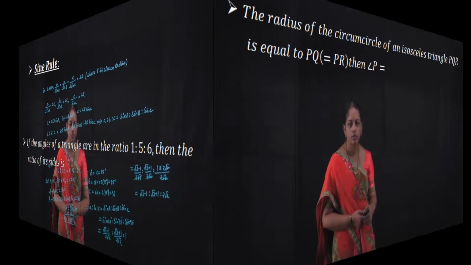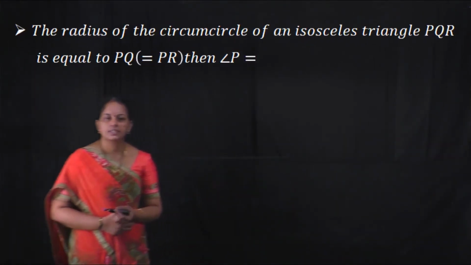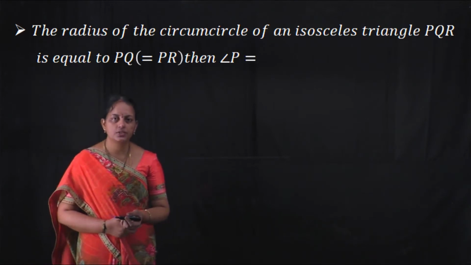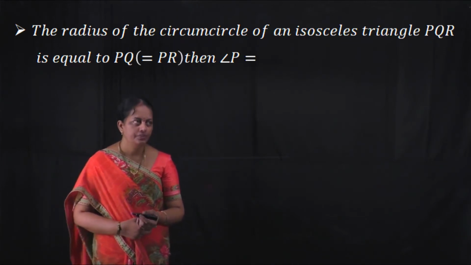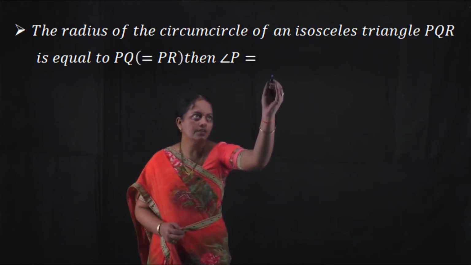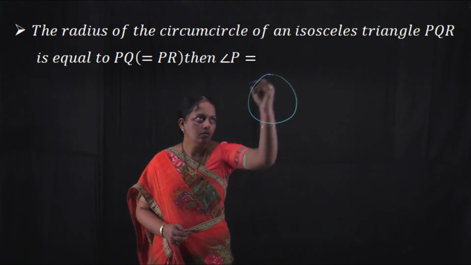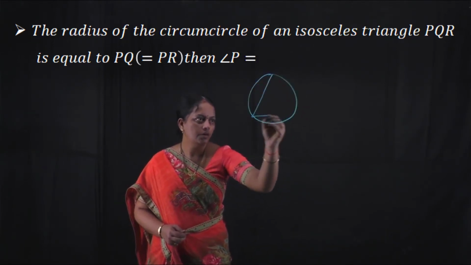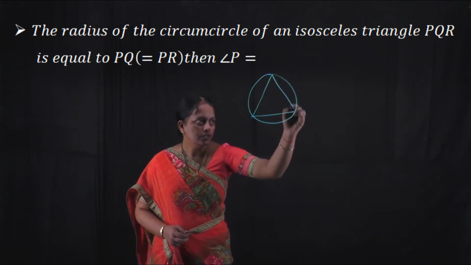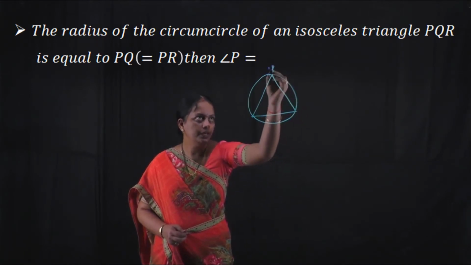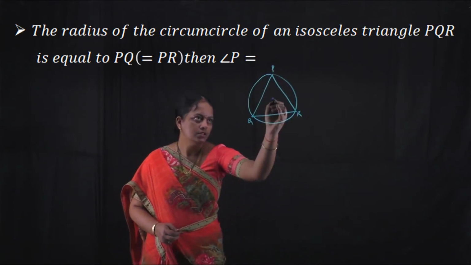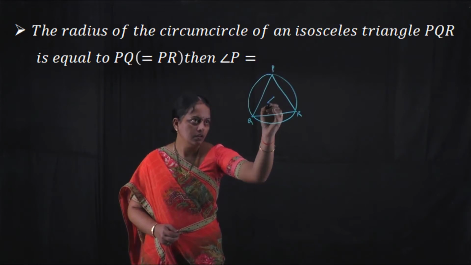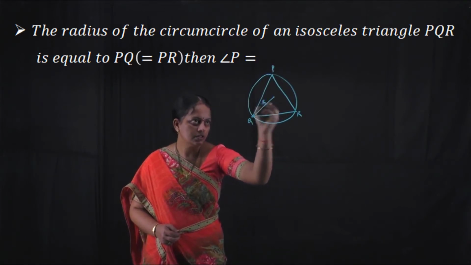Next one is, the radius of the circumcircle of an isosceles triangle PQR is equal to PQ or PR. Then angle P equal to? The radius of the circumcircle of an isosceles triangle PQR. This is triangle PQR. This is the center of the circle and its radius is capital R.